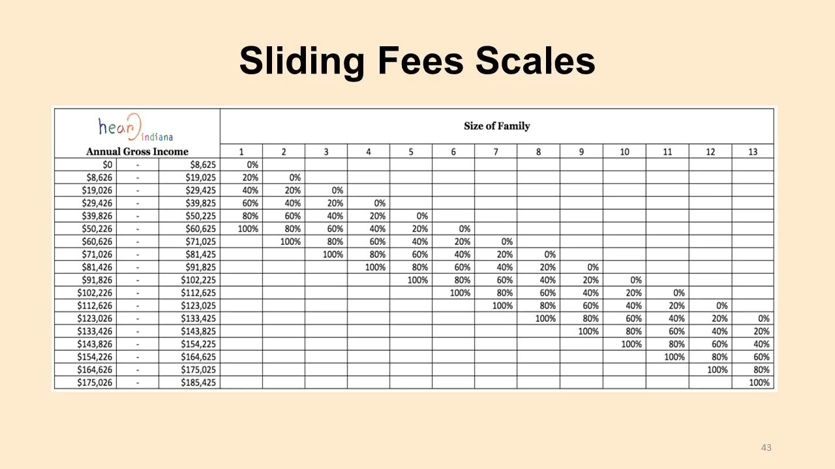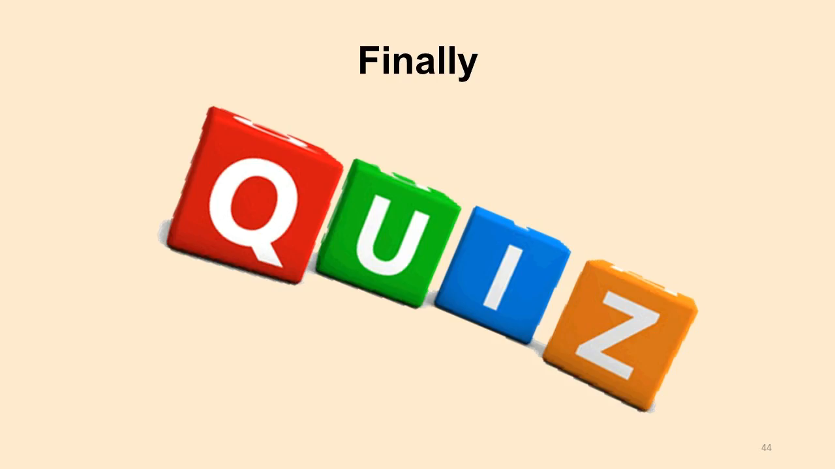And that's the way to work the chart. However much money is in the household, find it on the left columns, slide to the right depending on how many people are in the family, and find your rate. We've done everything we're going to talk about today.